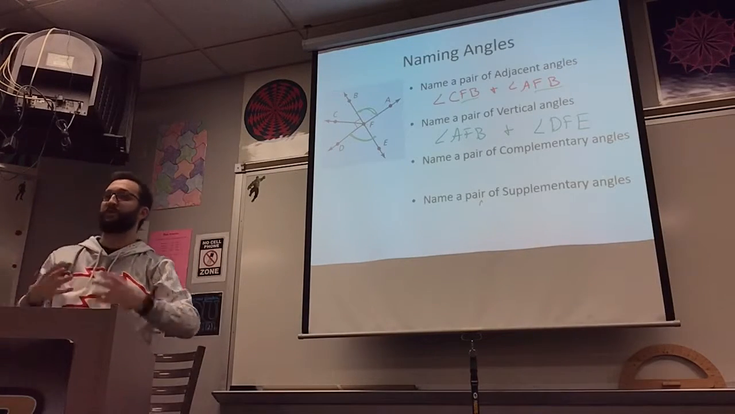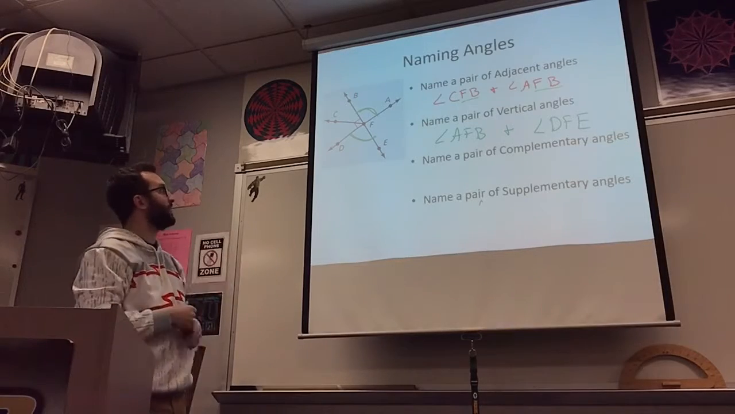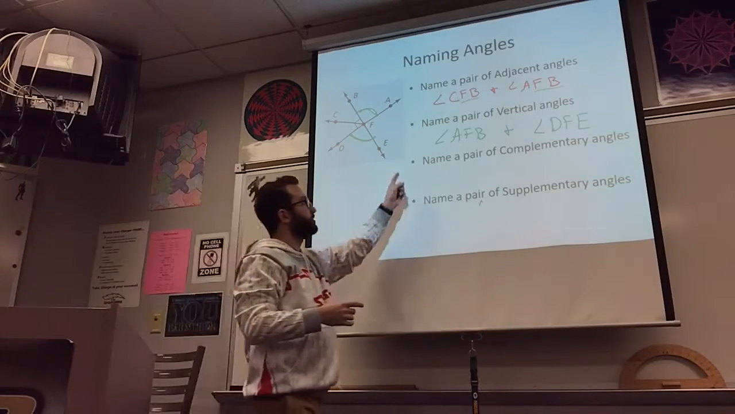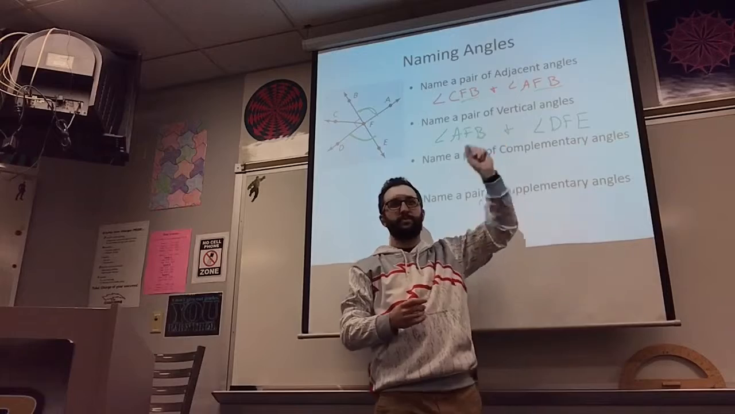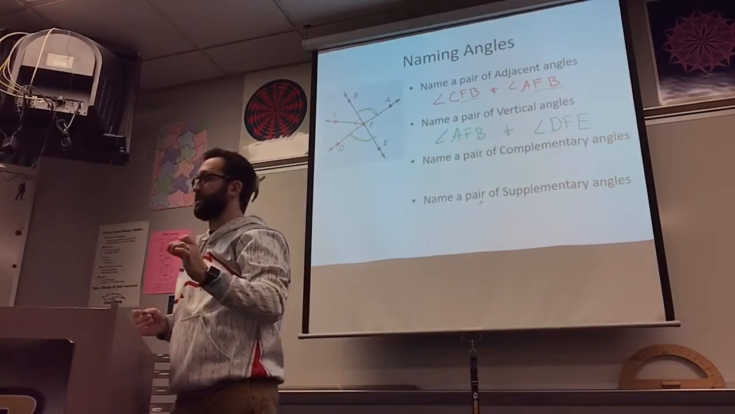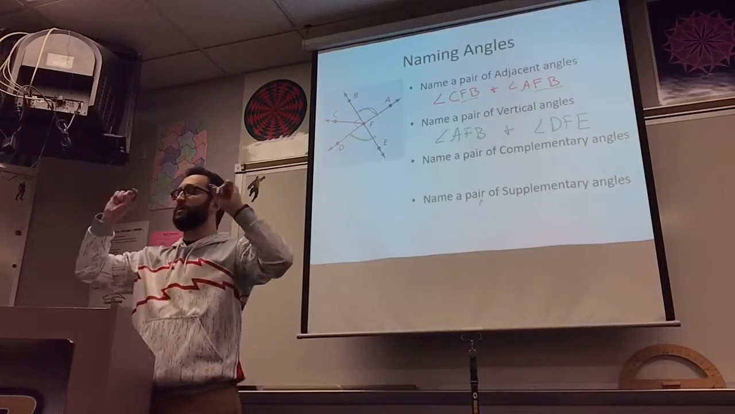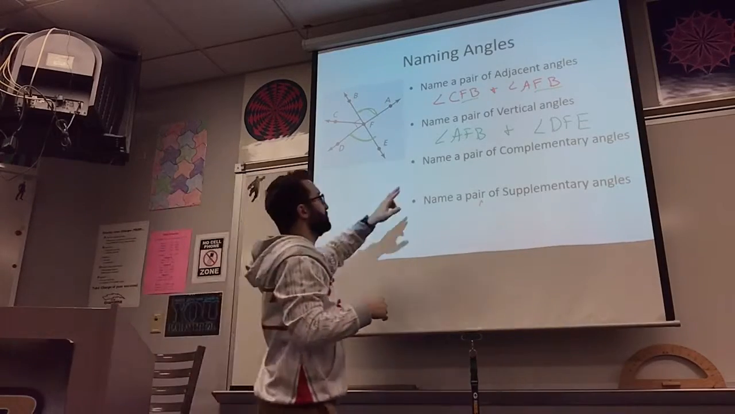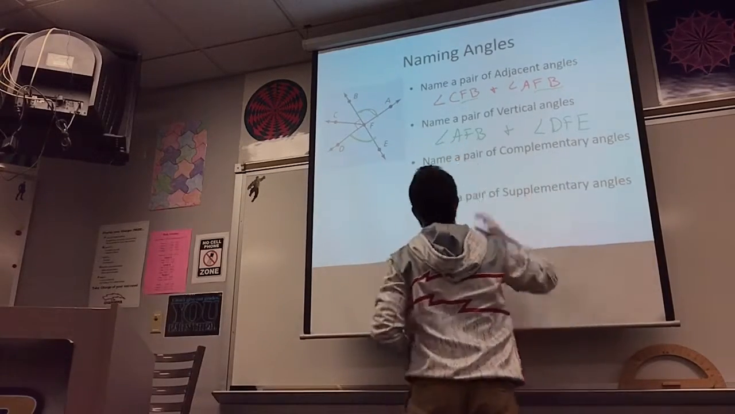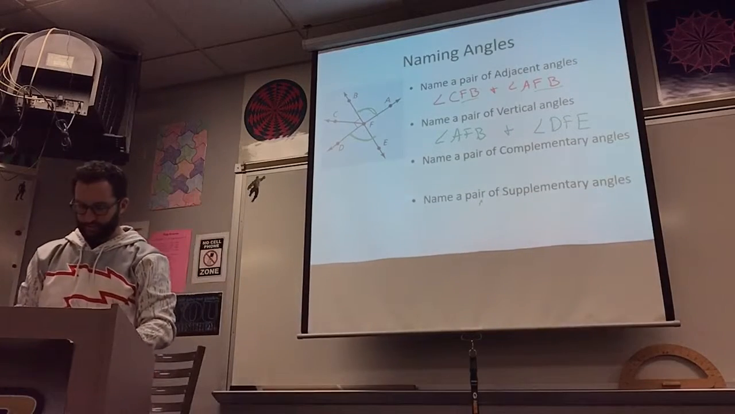Those are tougher, yeah. They're tougher to see because of that ray coming out the side. But what do they have in common? Just their vertex. They share no common sides, so they should have no common non-vertices, right? They should have just a common vertex. All right, complementary angles.